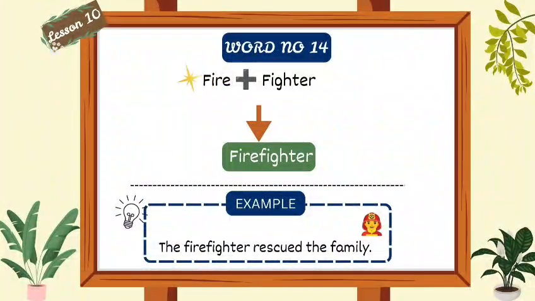Next is fire plus fighter, merged into one single word, firefighter. Look at this example. The firefighters rescued the family.